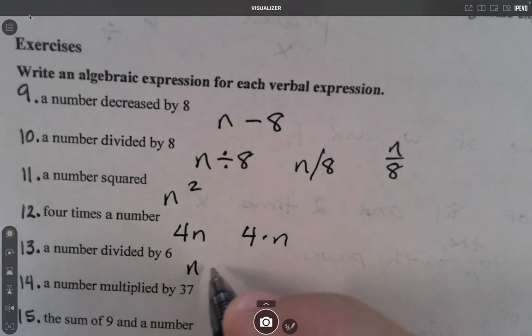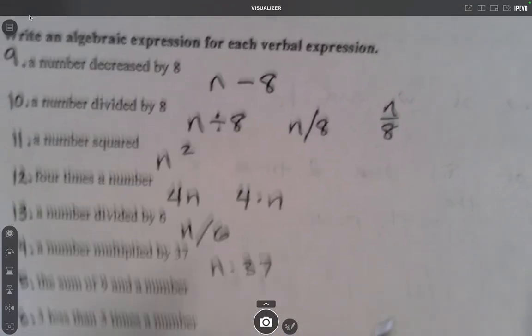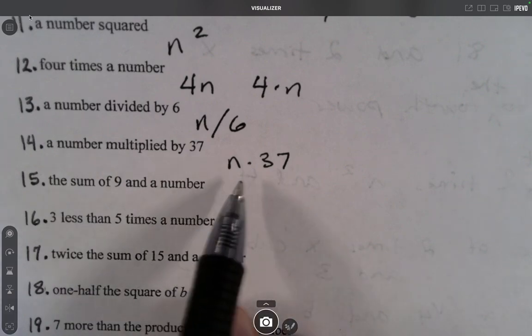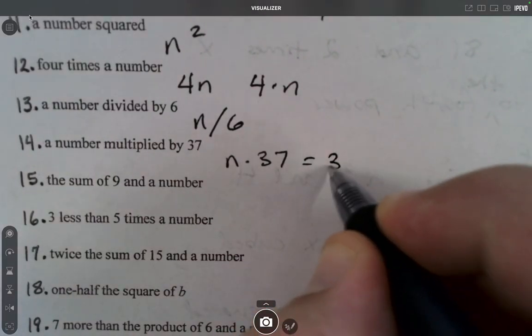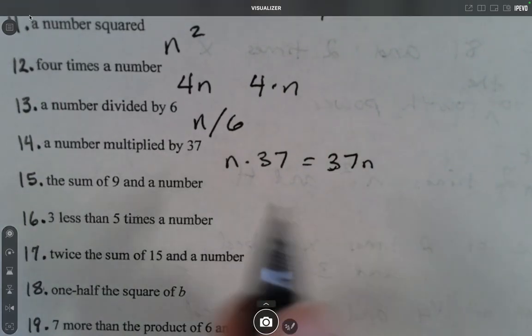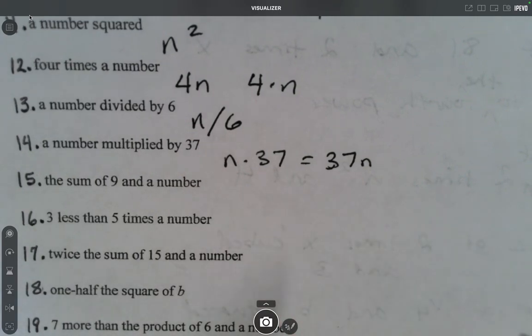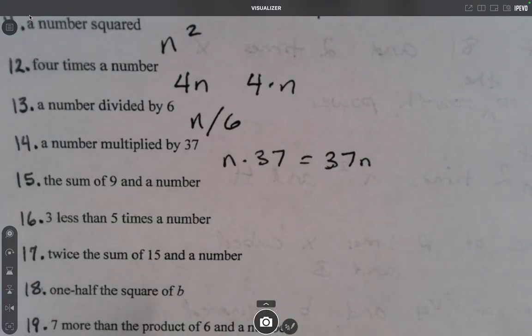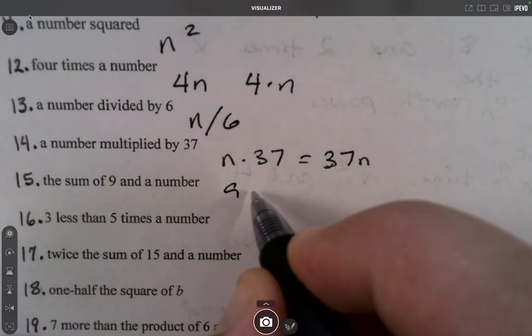A number divided by 6. Okay, now here I know we could say n times 37, because the number multiplied by 37, and I won't, I'm sorry, wasn't very visible there. I won't count that wrong, but mathematically it's more normal to write the number first and the variable second. But again, I won't count it wrong because that is equivalent to that, but 37n would be the more normal way to write that. The sum, so I'm adding 9 and a number.